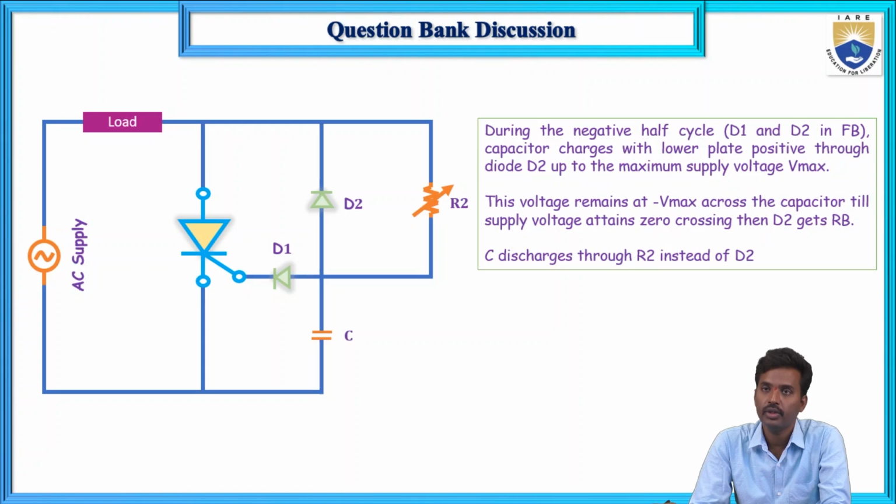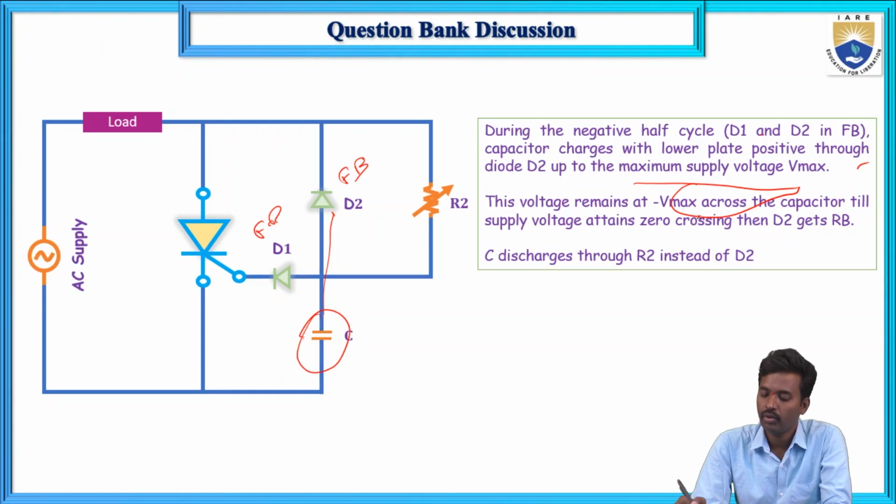Next, during the negative half cycle, D1 and D2 are forward biased, and this capacitor charges with the lower plate positive through diode D2. It reaches the maximum supply voltage, and the voltage remains at the maximum value across the capacitor until the supply voltage attains 0. Then D2 gets reverse biased, so C discharges through R2 and D2.